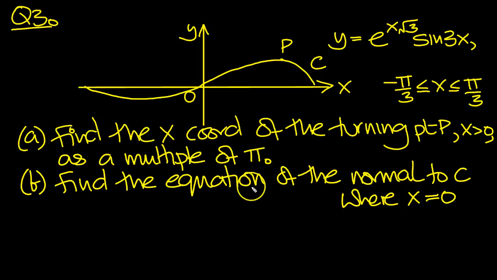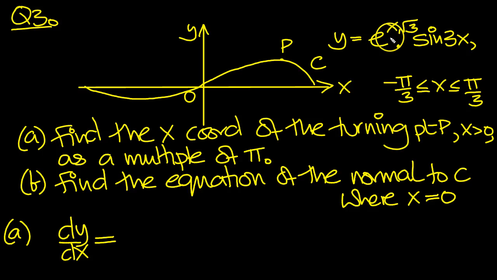So here's the question then. Let's have a little look at it. Okay, find the x-coordinate of the turning point. So we're going to need the turning point of this. So we need dy dx to get the turning point. So it's a product, and the constituent parts are also functions of a function.